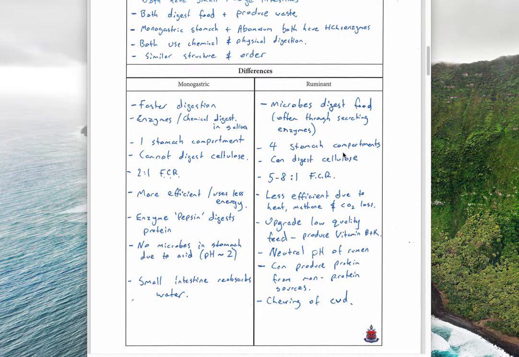They have 4 stomach compartments. They can easily digest cellulose. They have more like a 5 to 8 to 1 FCR, food conversion ratio, where they need about 5 or 8 kilos of food just to produce 1 kilo of weight gain. They're also less efficient due to this because of the loss of heat, and the methane and carbon dioxide that are produced as well mean they lose a lot more energy and they're a lot less efficient.